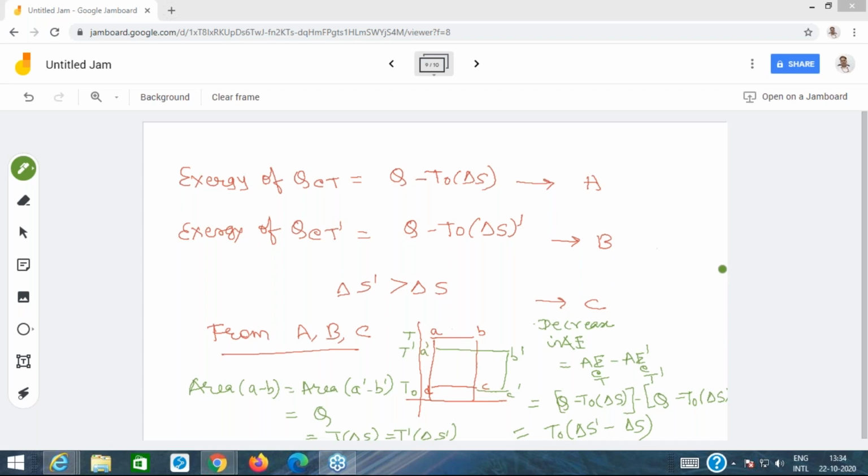And what is the irreversible heat transfer? Irreversible heat transfer means the heat transfer through a finite temperature difference. Okay, is this clear or no? I hope it is clear to all. I'm sure it is clear to all of you.